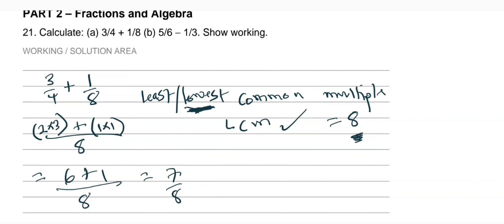You see that we got the same answer when we used the boxes. Do you remember? Do you understand? So 3 over 4 plus 1 over 8 is equal to 7 over 8. Do you understand? Okay. Then B.